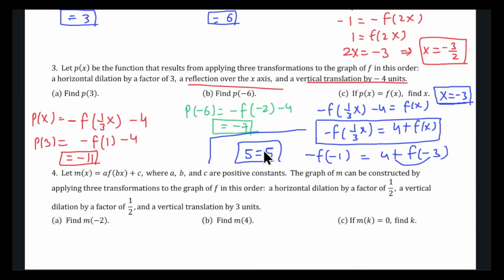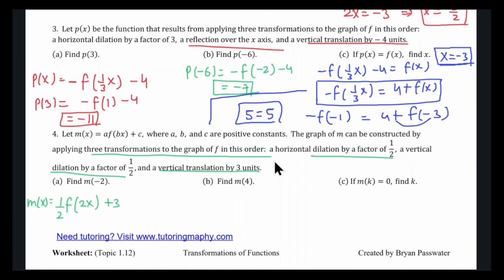Okay. Question number 4. I think we have done such questions earlier. So m is given by this. Now m is constructed by applying 3 transformations to f in this order. Horizontal dilation by 1/2. This would mean that there will be a shrink, which will make it look like f of 2x. Then vertical dilation by 1/2, which means that it will be 1/2 outside. And vertical translation up by 3 units, which would mean that this is how m should look. Now they're asking what is the value of m of -2. So I think that will also be the same thing as question number 3.